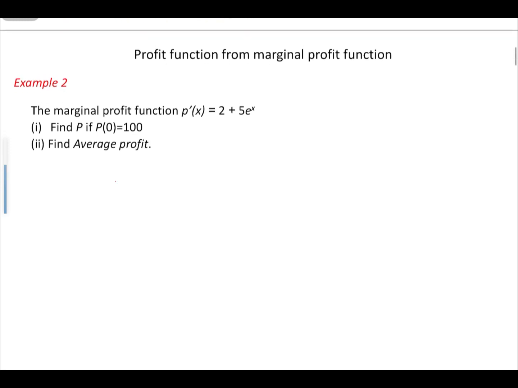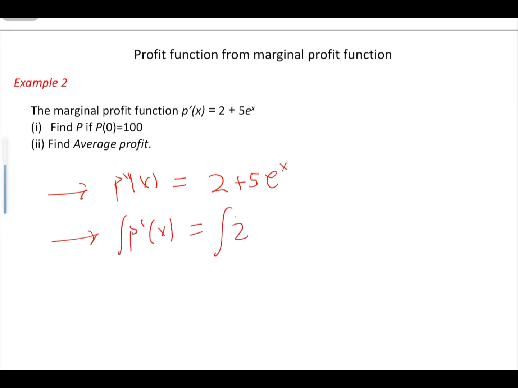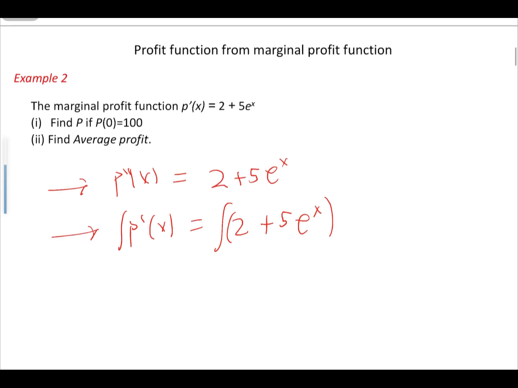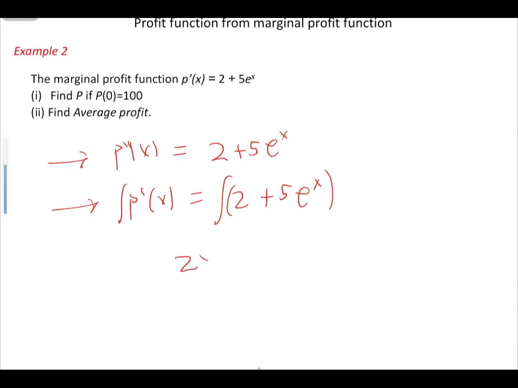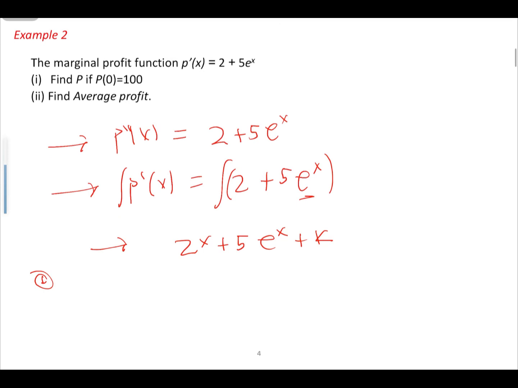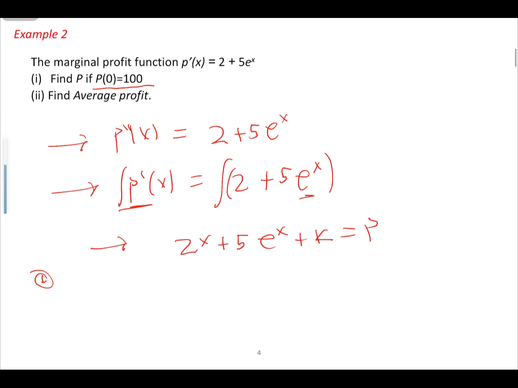So based on this, my P prime of x is equal to 2 plus 5e to the x. Since you have this, the next step is, as usual, integration. The integral of P prime of x is the integral of 2 plus 5e exponent x. Based on this, you are going to get 2x plus 5e to the x, because when you integrate this you get the same, plus K. So for question one, at x equal to 0, P is equal to 100. Remember, we have integrated this and we got our P.